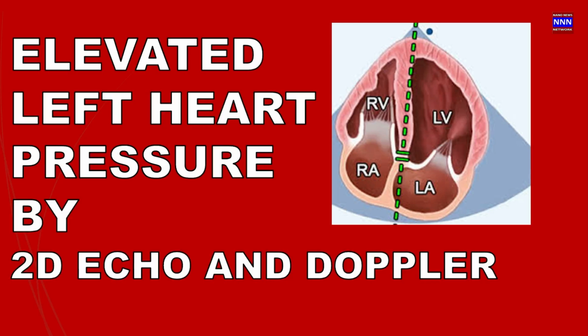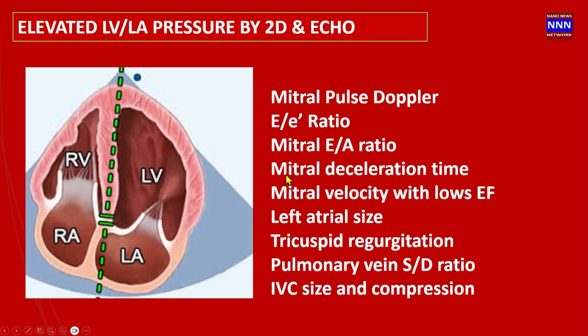When we are looking at elevated left heart pressure using 2D echo and Doppler studies, there are a number of parameters we can measure and combine to determine if this patient has diastolic dysfunction, elevated left heart pressure, or even elevated right heart pressure. All of these things go hand in hand in patients with heart failure, hypertrophic cardiomyopathy, or cardiomyopathies of infiltrative nature.